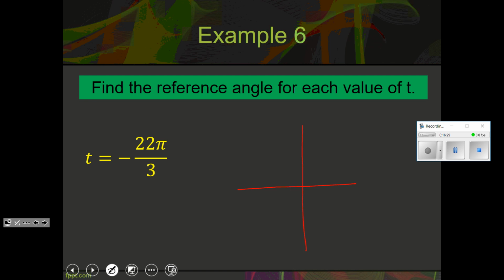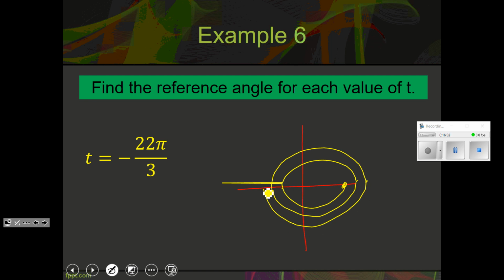Let's rotate. Which way are we going to rotate this time? We're going to rotate clockwise. Okay, so let's start counting. This will be 3 over 3. This will be 6 over 3. This will be 9 over 3. 12 over 3. 15 over 3. 18 over 3. Oh, it is going to be fun. 21 over 3, and then one more is going to be 22 pi over 3.